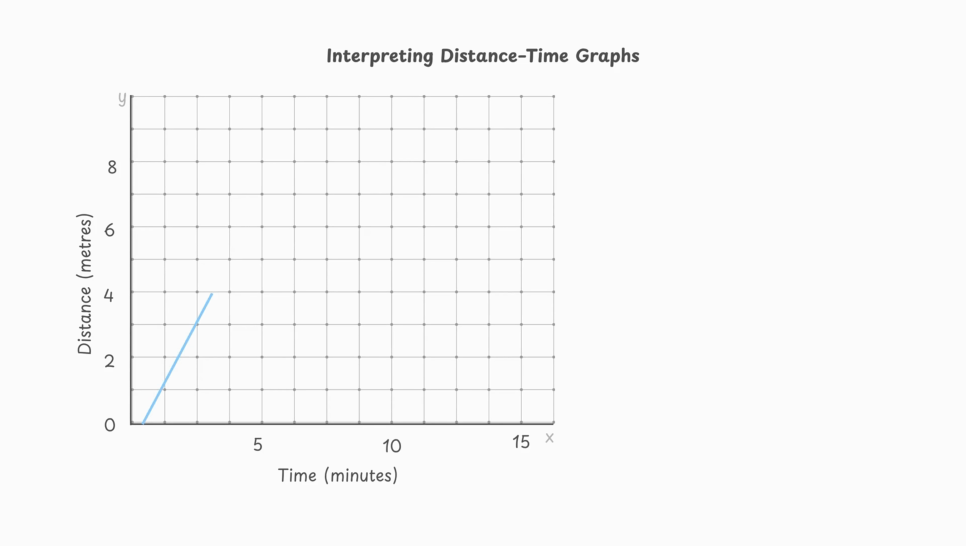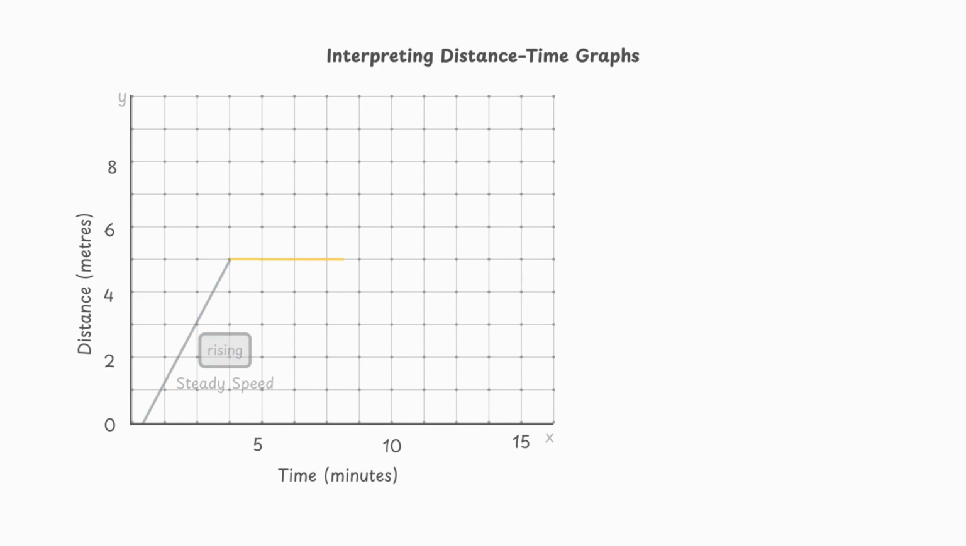Now the first section of the graph appears. Notice the blue line rising upwards from 0 meters to 5 meters. As time increases, the distance also increases. This tells us the object is moving away from the starting point. Because the line is straight, the speed is constant. The object is traveling steadily without changing speed.